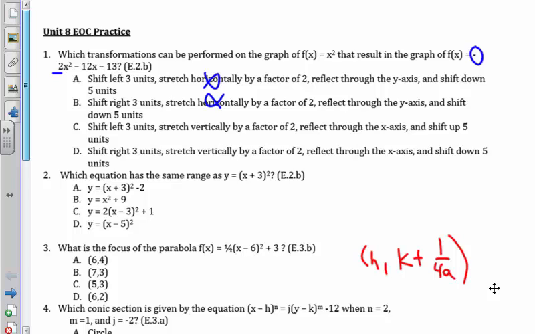Now I think the best thing to do is use negative b over 2a to find the x value of the vertex, because notice one says 3 units left, the other one says 3 units right. So if we look at this, we've got positive 12 over 2 times negative 2, which gives us a negative 3. So that means we are going left 3 units. So C has to be the answer. But again, you could just type this into your calculator and hit graph to see where the vertex actually was.